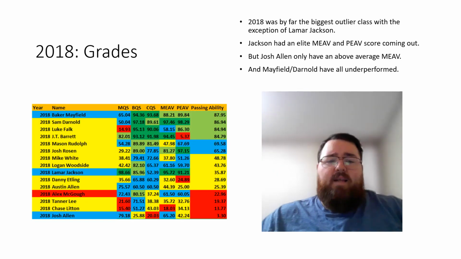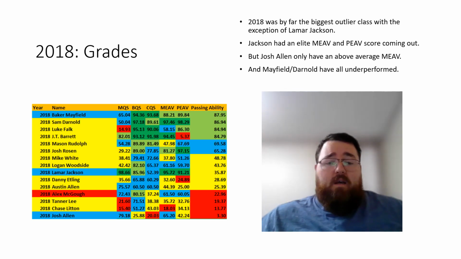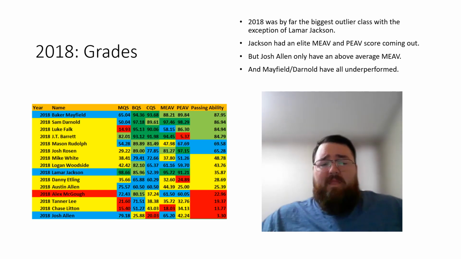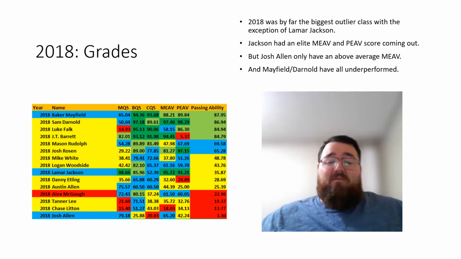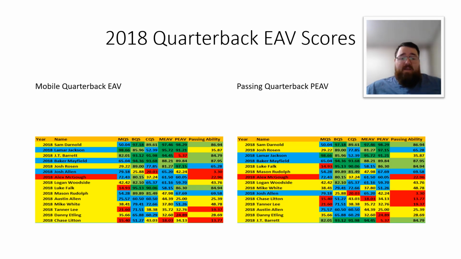Moving to 2018, 2018 was by far the biggest outlier class, with the exception of Lamar Jackson. Jackson had an elite MEAV and PEAV score coming out, but Josh Allen only had an above average MEAV score in the 60 percentile. And Mayfield and Darnold have all underperformed. So if there was one class where I have to take an L data wise, it would have to be this class. Looking at the MEAV scores, Darnold was the top mobile quarterback based on his MEAV, and a lot of that was age factoring into that.